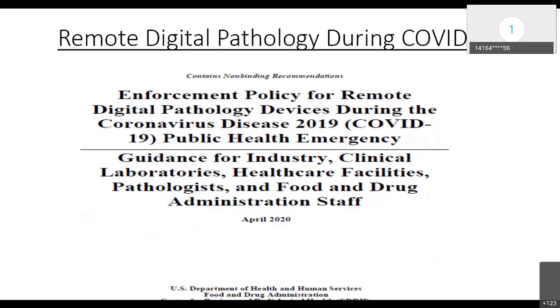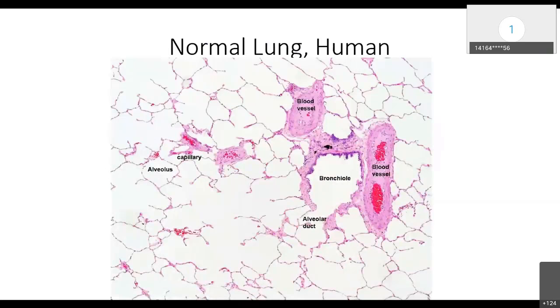Next one, please. During COVID time, the US FDA, United States Food and Drug Administration, to meet the public health emergency, published this guidance document. They enforced this policy to remotely use digital pathology devices during the coronavirus disease. This is being implemented and will be effective until the corona situation resolves and to meet the public emergency.